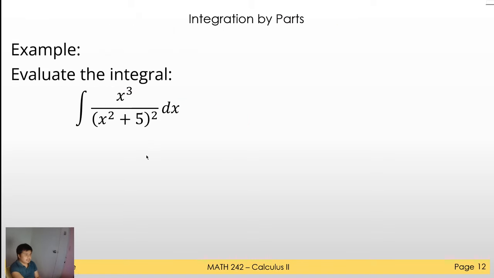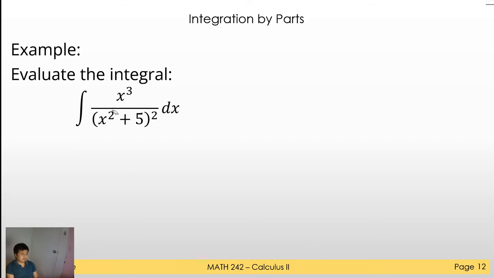Okay, I think this will be the last one. For the last integral, we have the integral of x cubed over (x squared plus 5) raised to the second power. So how do we do this now? It is quite hard to imagine what we should do here, right? There is no formula to solve this easily, but we can still use the integration by parts method.